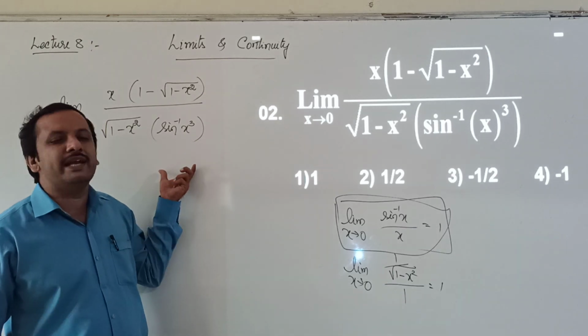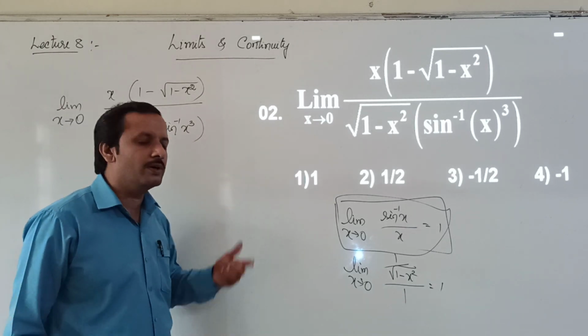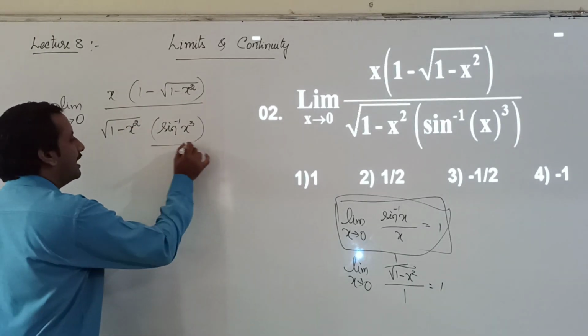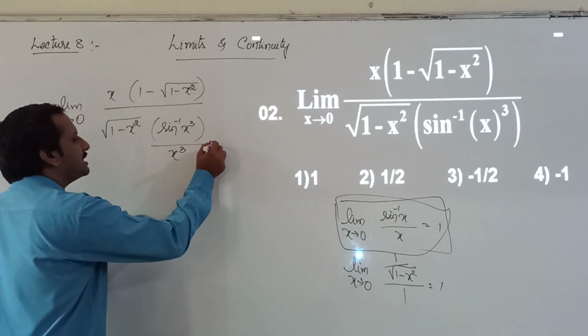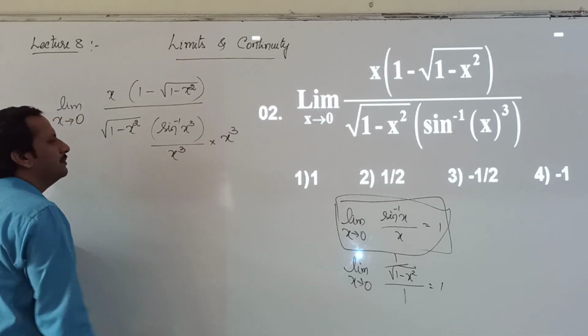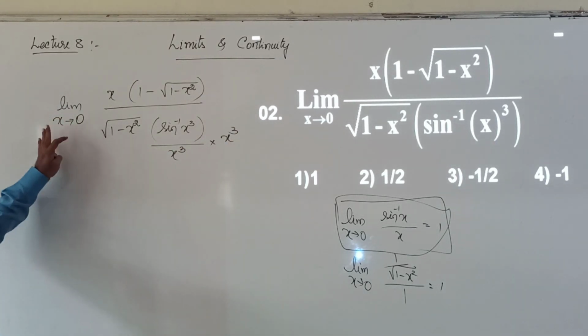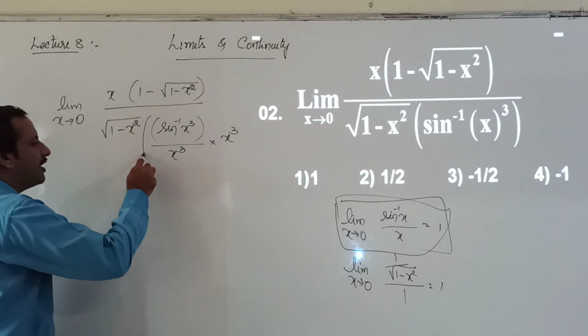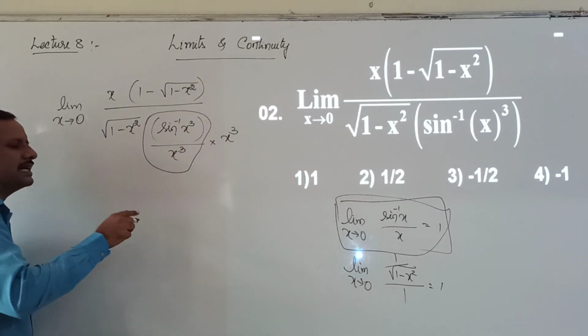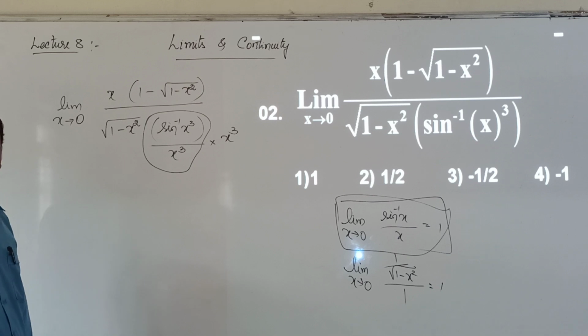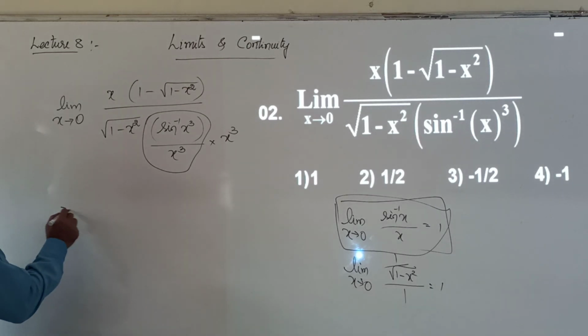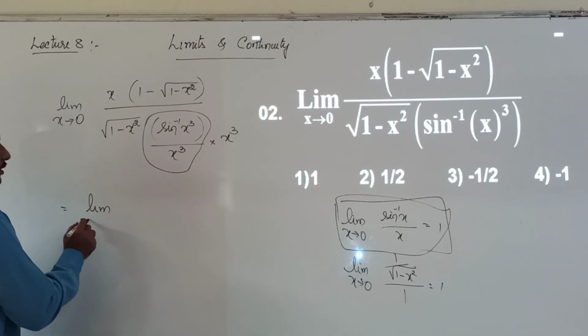So its denominator we want x cube. So what do I do? I divide this by x cube, then to compensate it, I multiply by x cube. Now as x approaches 0, this factor sin inverse x cube by x cube becomes 1, so that I don't have to write that in the next step. Then limit x tends to 0.